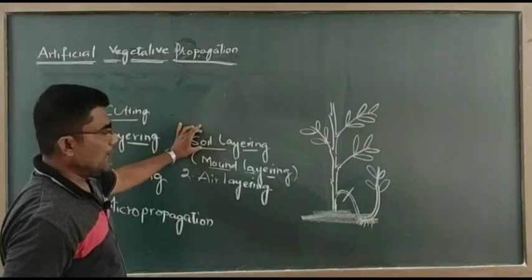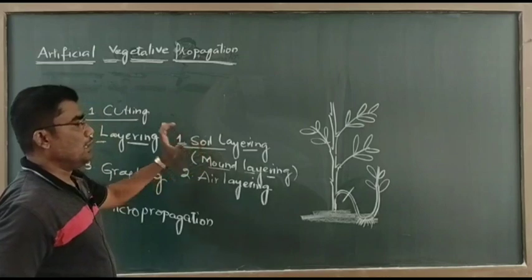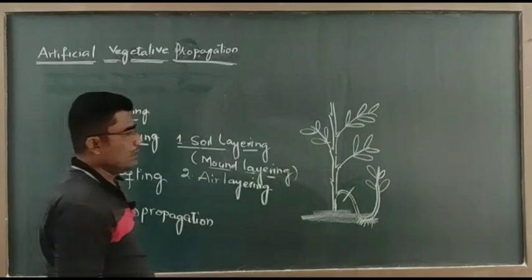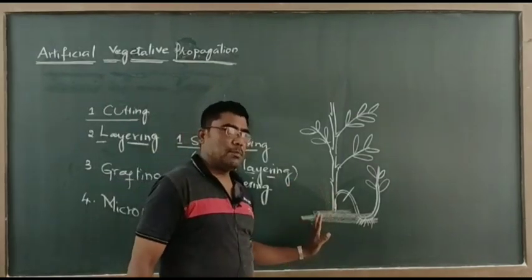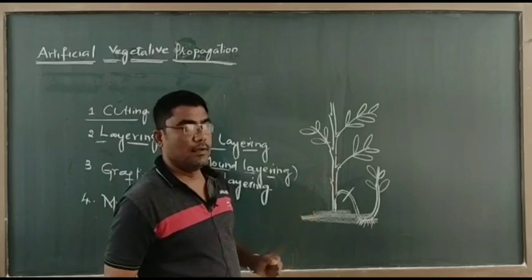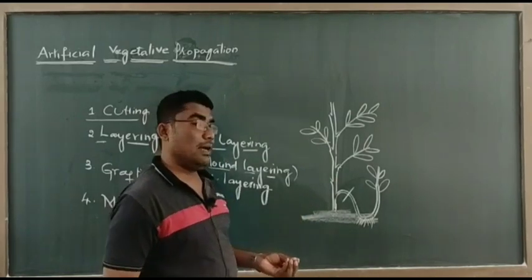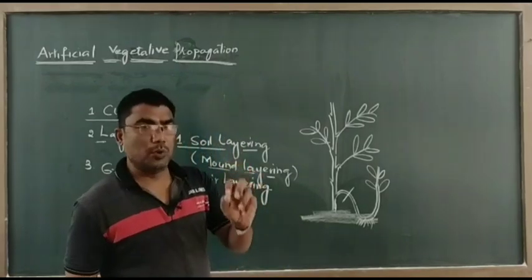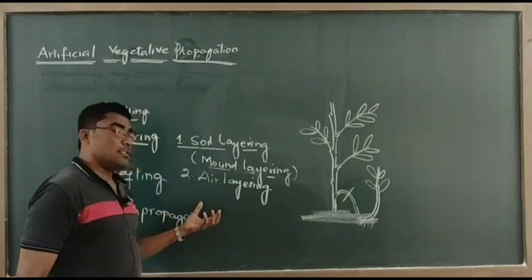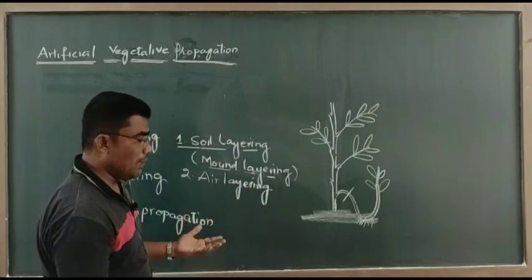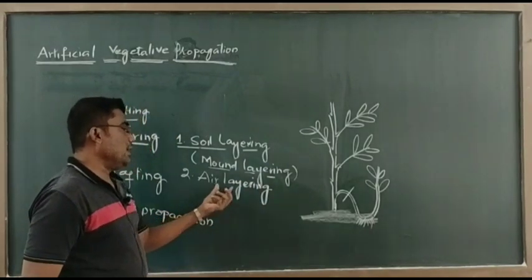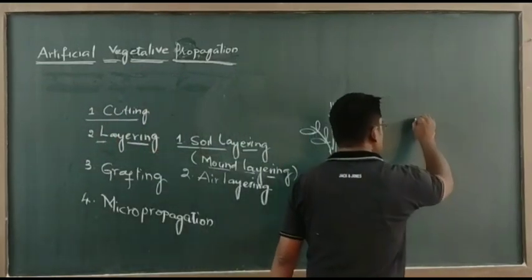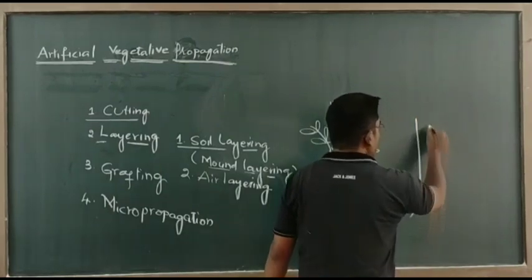What type of layering? Soil layering, which is also called mound layering. We have the next one, air layering. We know that in nature only herbaceous plants are not present. There are some shrubs and trees which do not have much flexible branches. So for a plant body which is woody and does not have flexible branches, or whose branches are not at the lower ground level, in such cases air layering is helpful. How this air layering is performed we discuss. Just observe this one. I am talking about the air layering here.